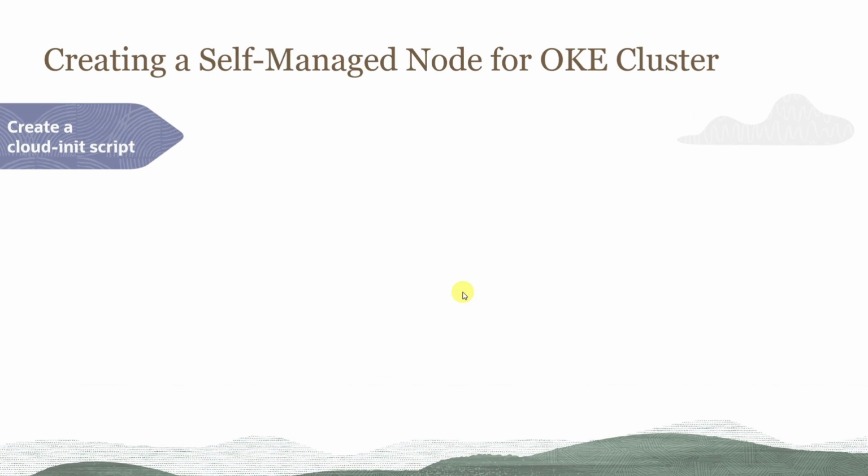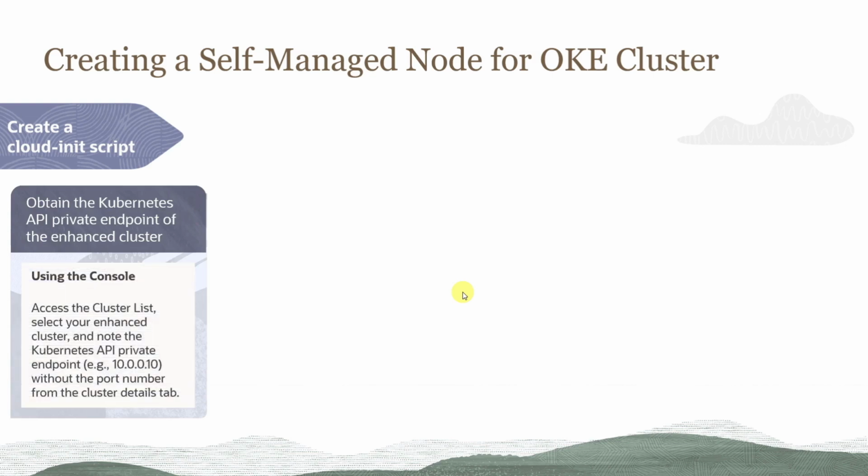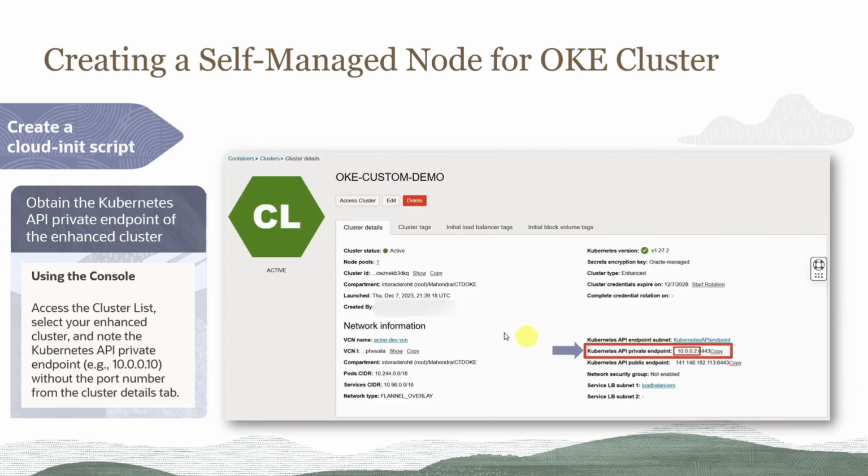Let's get hands-on with creating a cloud init script for our self-managed node. And here are the steps. Firstly, we'll have to obtain the Kubernetes API private endpoint of the enhanced cluster that we'll be using to connect our self-managed node. To obtain the Kubernetes API private endpoint IP address, you must select your cluster, and under the cluster details page, you have to copy the IP mentioned under the Kubernetes API private endpoint label. Remember, you just have to copy the IP address and not the port number.